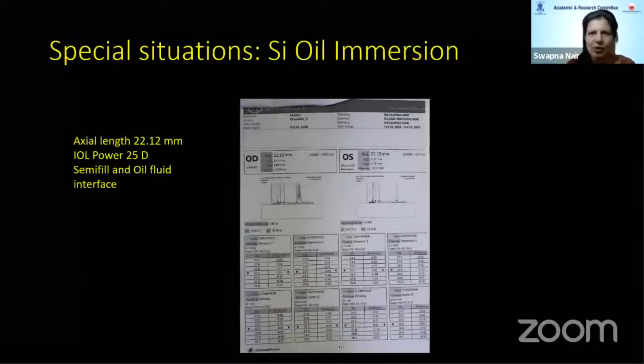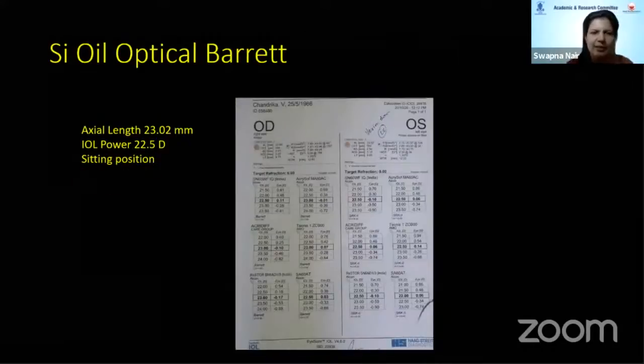Now, this is a silicone oil-filled eye, and an immersion scan has been done. You can see that the IOL power that we gather is 25 diopters over here, whereas the same eye underwent a Barrett calculation, and you can see that the power is 22.5. So this variability, the consistency with the Barrett, 22.5 was the right value. Why it happens to be so is that when you use the optical scan and the corresponding formula, you are avoiding the fluid-oil interface, and because the patient is sitting, the error induced by the probe is avoided.